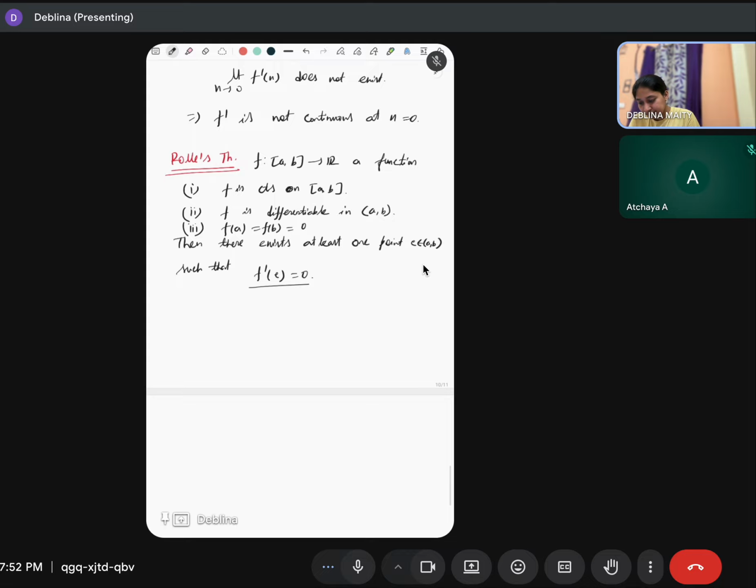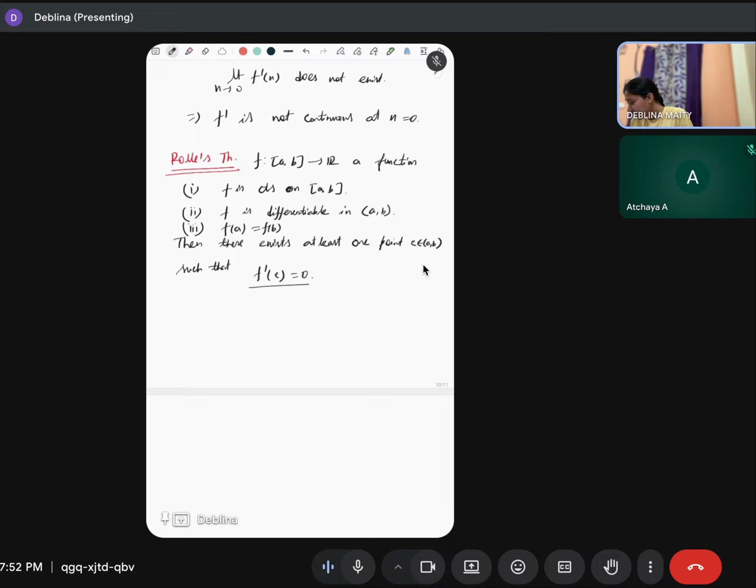And you can also take only f A equals to f B. Then f dash C will be 0 at at least one point. Okay.